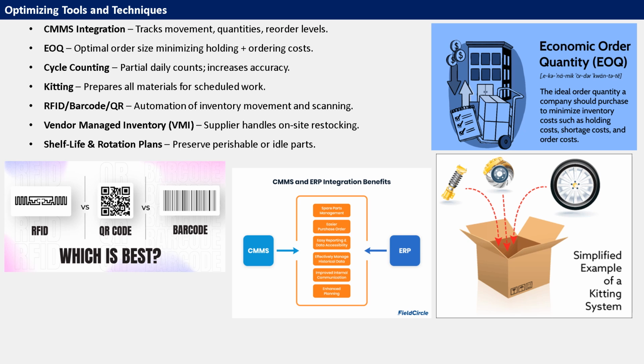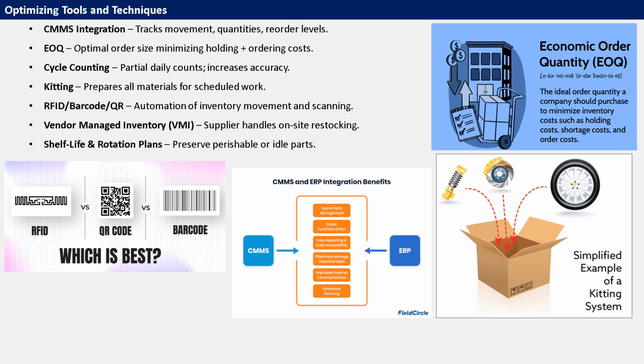One of the most important tools is EOQ, Economic Order Quantity, which calculates the ideal quantity to order that minimizes the total cost of inventory, balancing ordering costs with holding costs. Ordering too much increases storage costs. Ordering too little risks stockouts and emergency purchases.